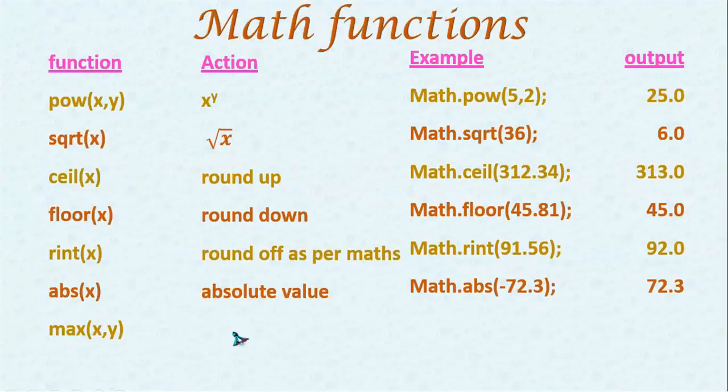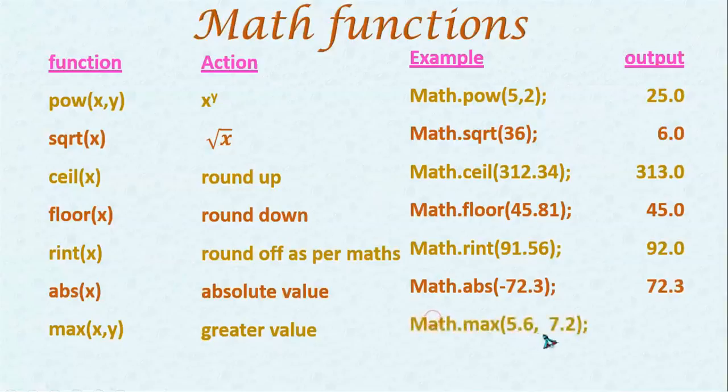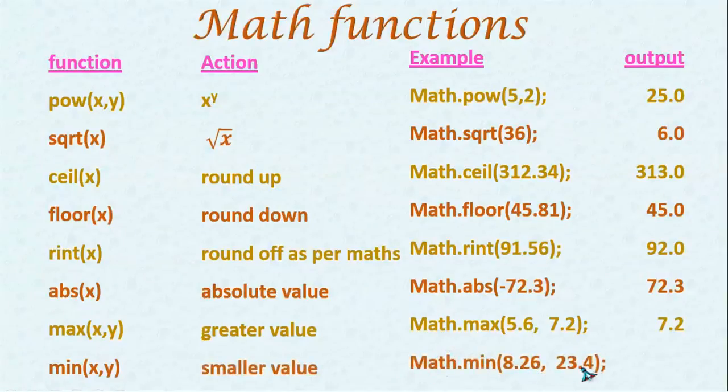Next, we have max of two arguments here. This will return the greater value of the given two numbers. For example, we have 5.6 and 7.2. The greater value is 7.2. This gets returned. Next, we have min of two arguments. This will return the smaller value. Here, this will return 8.26.